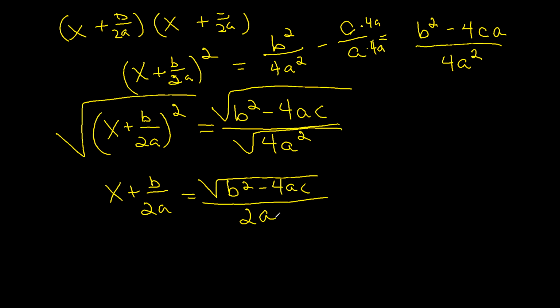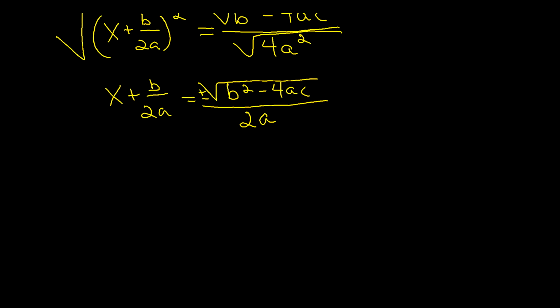Okay, and lastly, here's my square root, so I know I have to put a plus and minus in before that. So now I simply just have to get x isolated, so I'm going to subtract the b over 2a. So that's going to look like this. I'm going to subtract b over 2a.